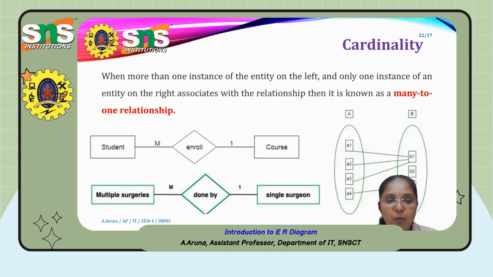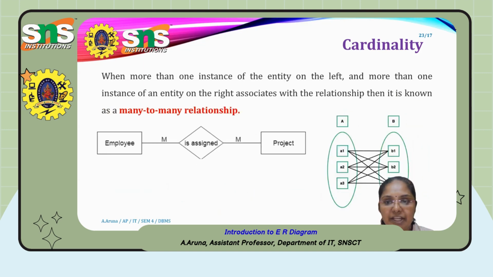The next thing is the many-to-one relationship. Many students can enroll in one course. Here, on the left-hand side we have many instances and on the right-hand side only one; that is M to 1. A student can enroll in many courses, and many students can enroll in a single course. Many surgeries are done by a single surgeon. These are the best examples for a many-to-one relationship.